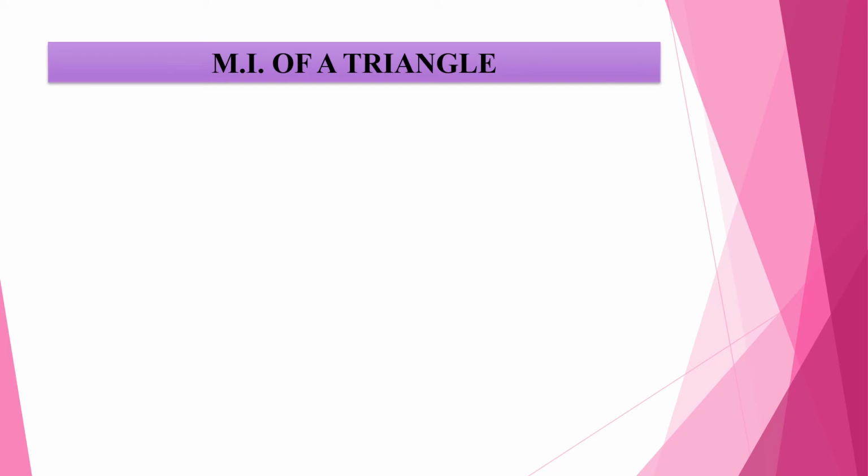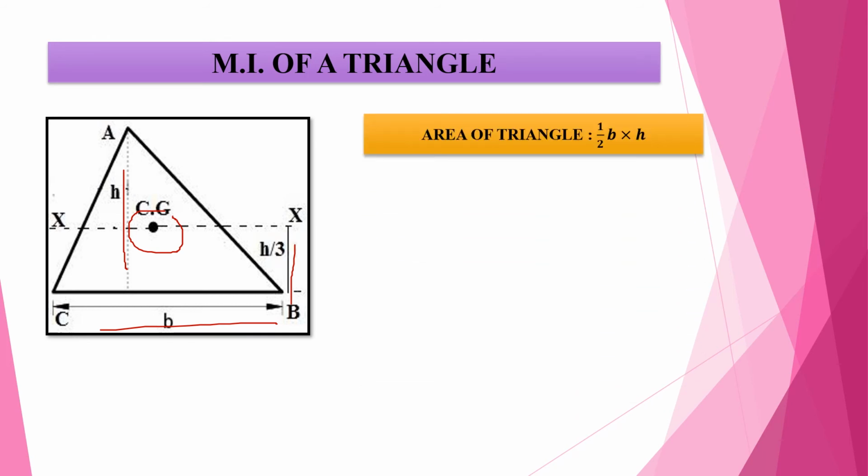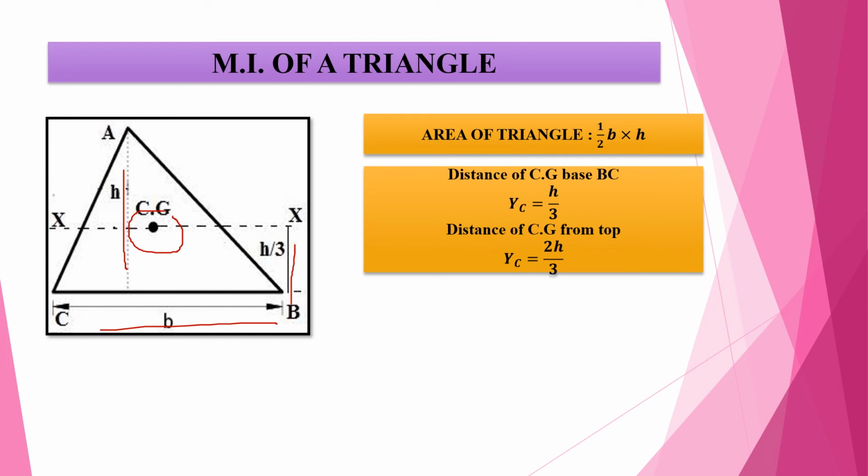The next standard shape is a triangle. This is a triangle having h as the height and b as the base. The CG is located at a distance of h by 3 from the base. The area of a triangle is given as 1 by 2 base into height. The distance of the CG from the base, yc, is given as h by 3, and if we want to find the distance of the centroid from the top of the triangle, it will be given as 2h by 3.